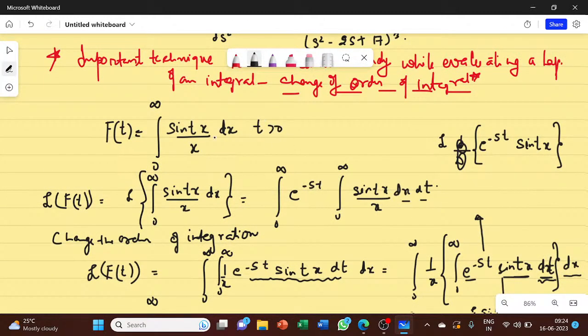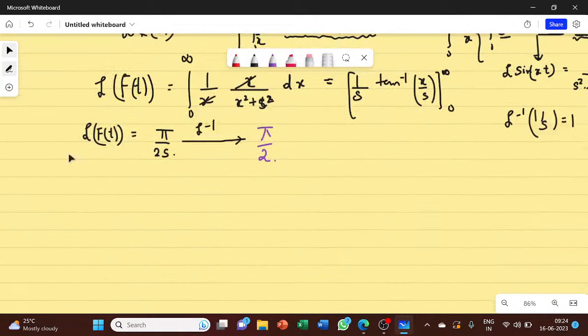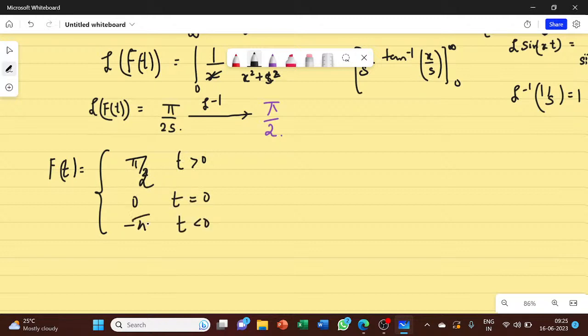If t is less than 0, then it will be accompanied by a negative sign. And if t is exactly equal to 0, then this will be 0. So what you can do, you can try to write this entire definition of f(t) as pi upon 2 if t is greater than 0, equal to 0 if t is equal to 0, and for t less than 0 it is simply minus pi upon 2.